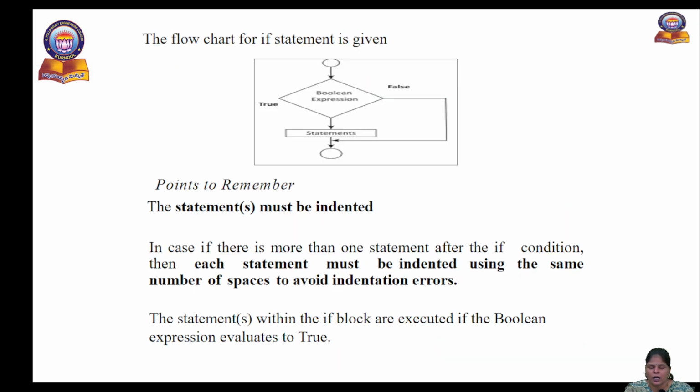So the flowchart for the if statement looks like this. This is the beginning, right? Next it will check this condition. As it is a decision statement, we are specifying it with a rhombus symbol. If this Boolean expression is evaluated to true, the suite statements will be executed. If it is false, then it will exit from the if statement. No statements of the if will be executed.